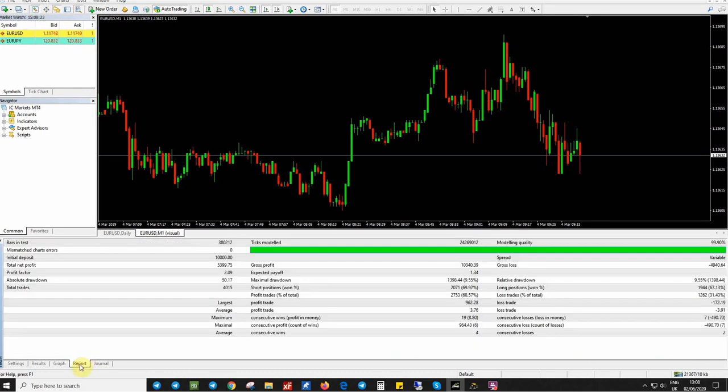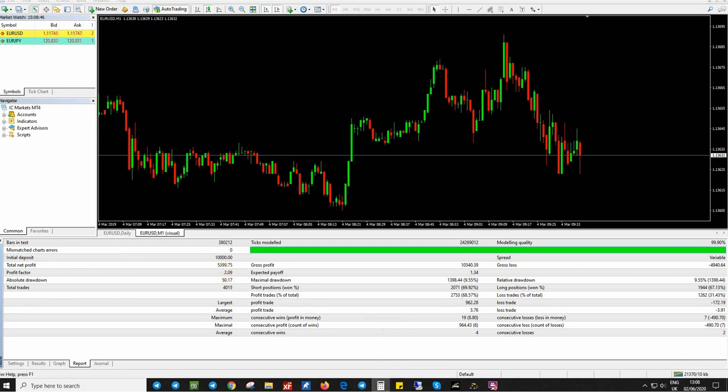And then we've now finished the test. So as you can see, the modeling quality is 99.9, which is perfect. It's done 380,000 bars. And the total profit for that year is 5,400.